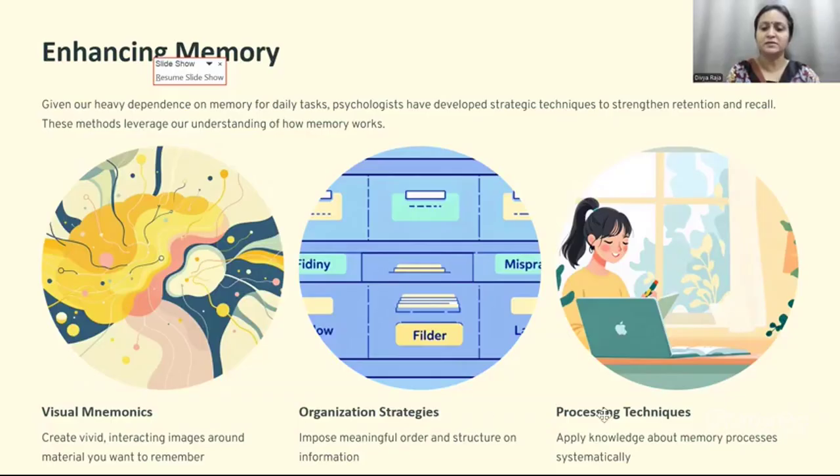And another is processing techniques. Here we apply knowledge about different memory processes. If you remember, what are the three different stages, processes or stages of memory? Receiving and then storage, and the third one is retrieval. So once you understand how memory processes work, you will be able to frame techniques or strategies to remember better.